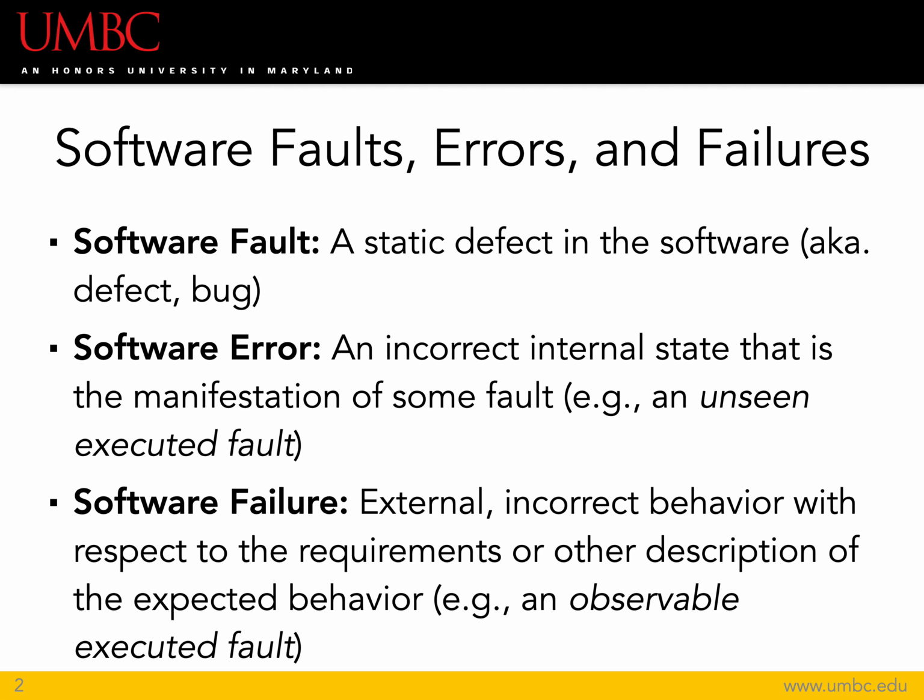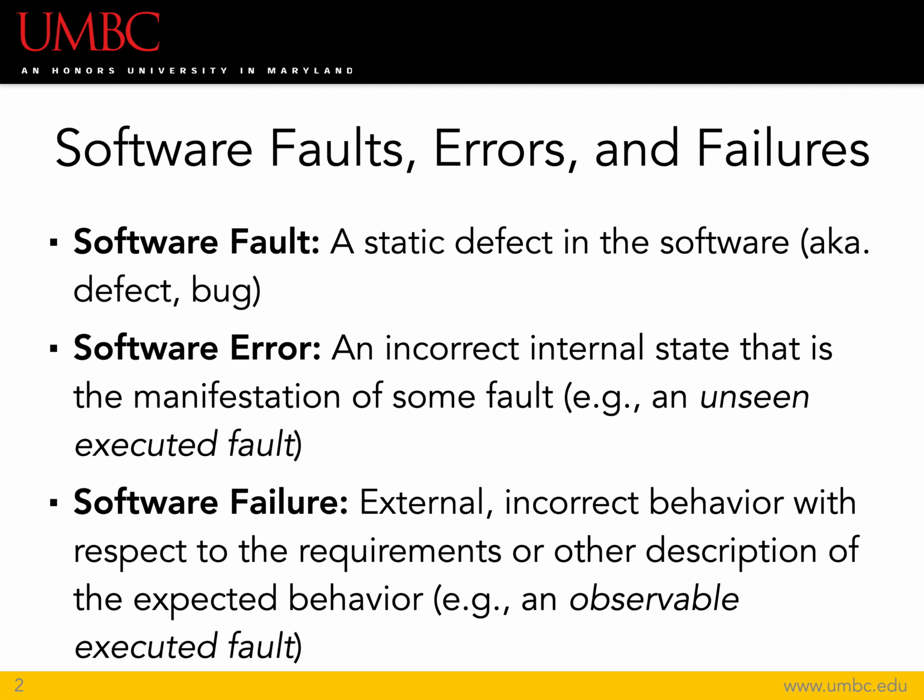be able to differentiate. So a fault is just a static problem, a defect in the software, a problem with the coding, whatever form that may take. An error is an actually incorrect state of the program, a manifestation of the fault. So the fault has been executed in some way, and now there is actually a problem in the internal state of the software. And a failure is an externally visible incorrect behavior resulting from a software error.